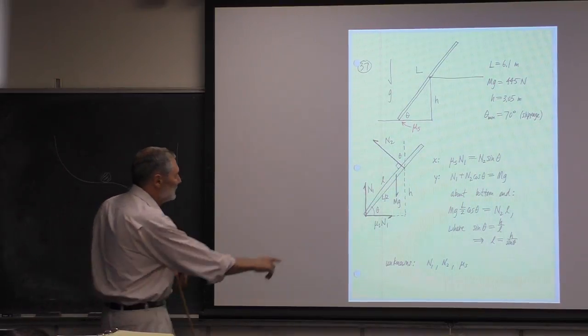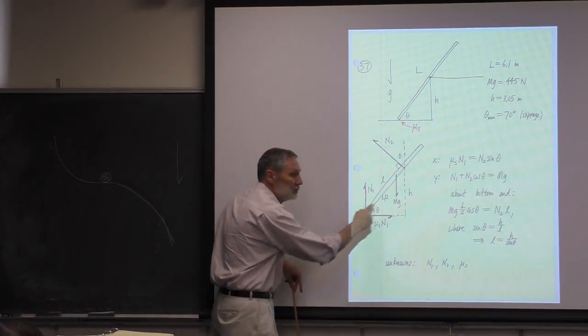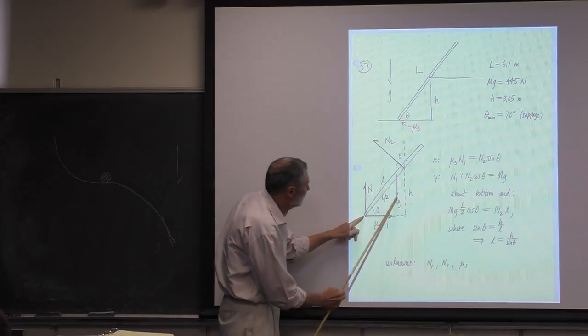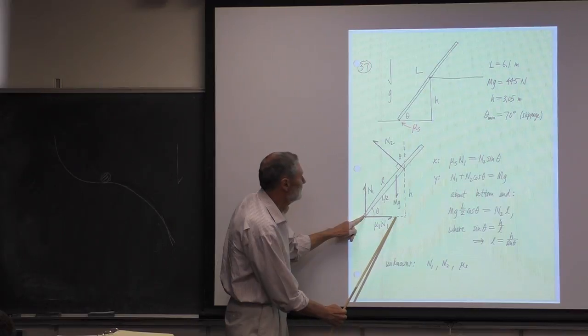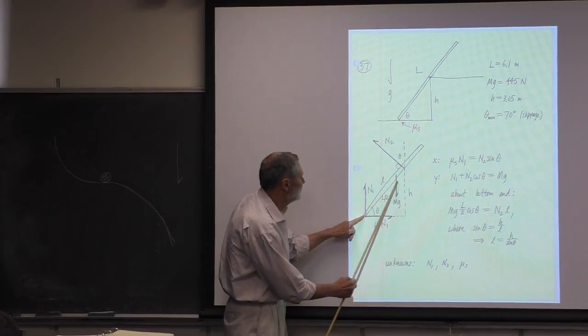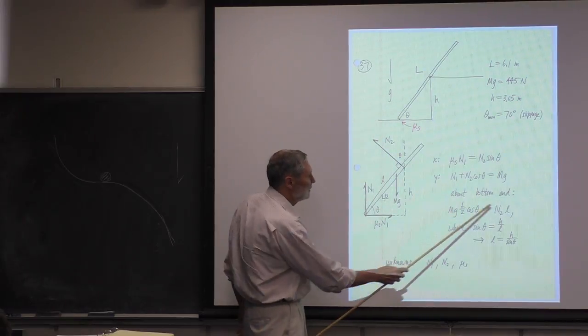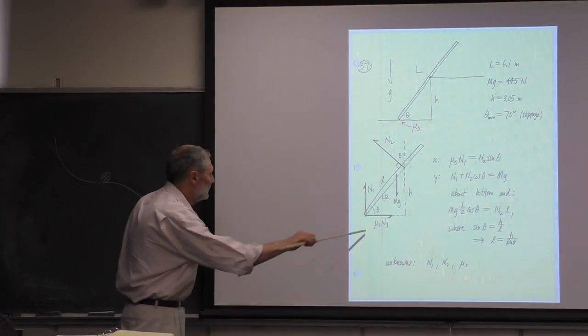It has to balance the torque due to the weight here. And the moment arm there is this distance, which is the hypotenuse times the cosine of theta. So here's our balance of no torques about this point.